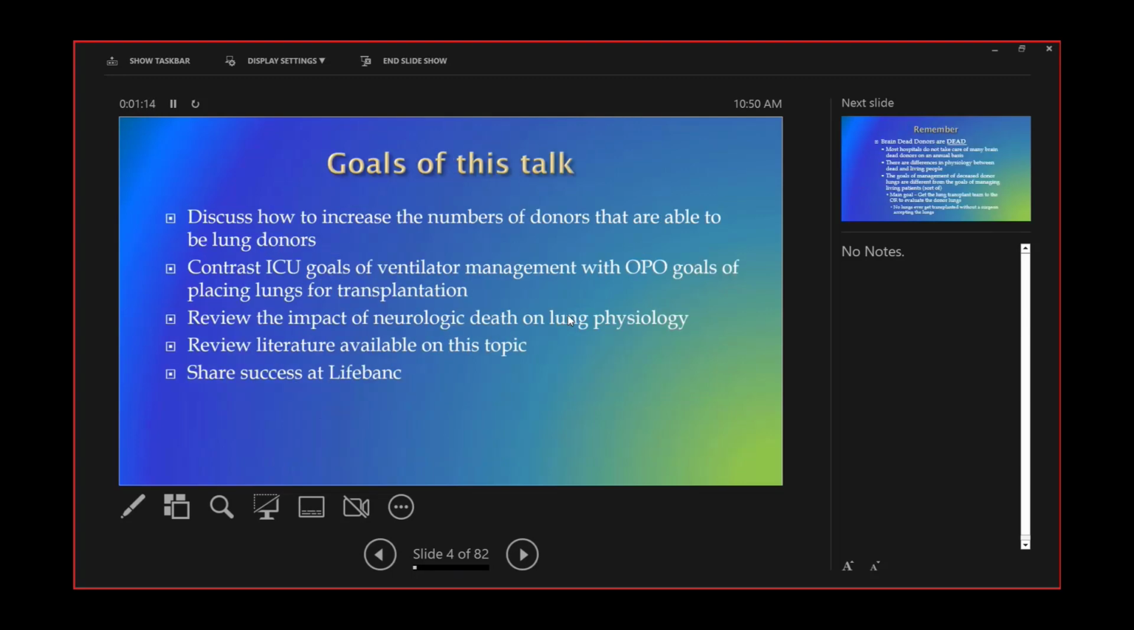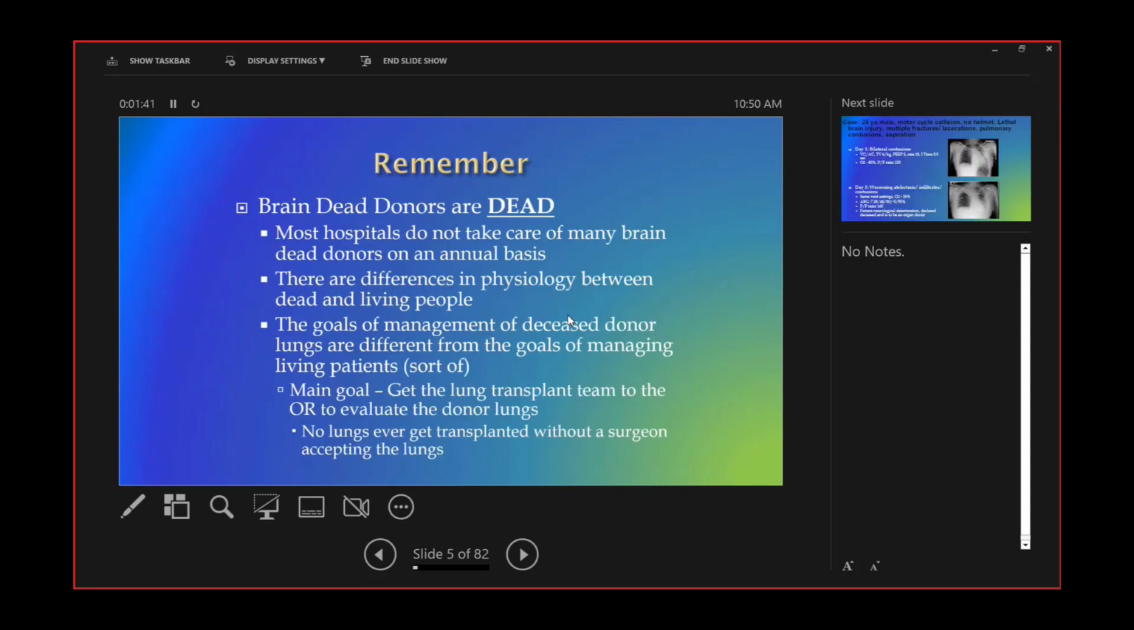of 5. So what we want to talk about here is how can we increase the numbers of donors that are available or able to be lung donors. We want to contrast some of the ICU ventilator management goals with OPO goals for placing lungs for transplantation. We want to look at the impact of neurological death. We've already talked about that, but we'll flip through those slides pretty quick on this talk. And then I'm going to show you some of the literature out there on lung donor management, and I'll share with you some of the successes I've had in a couple of other programs, including LifeBank.